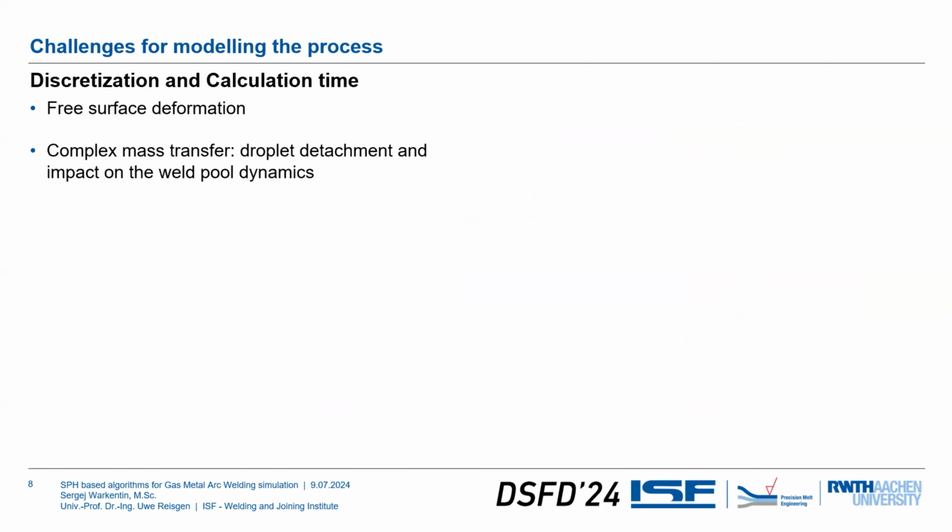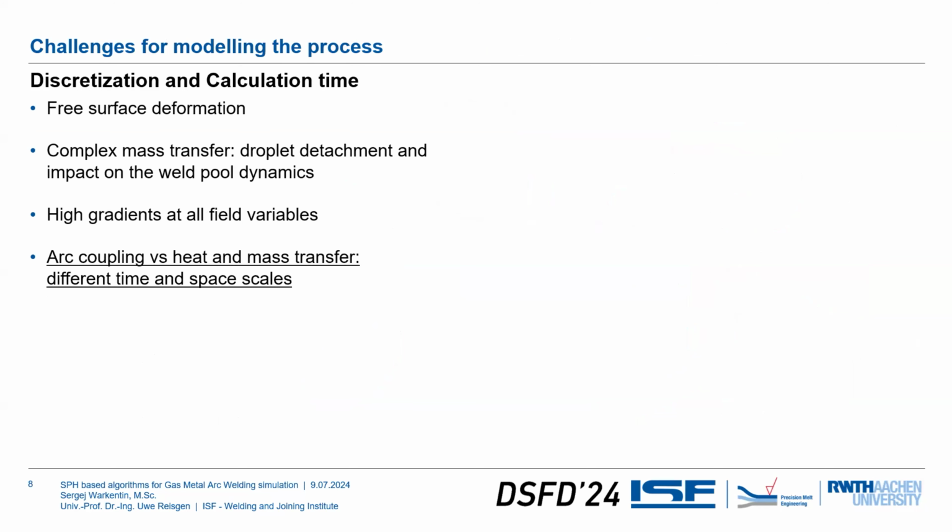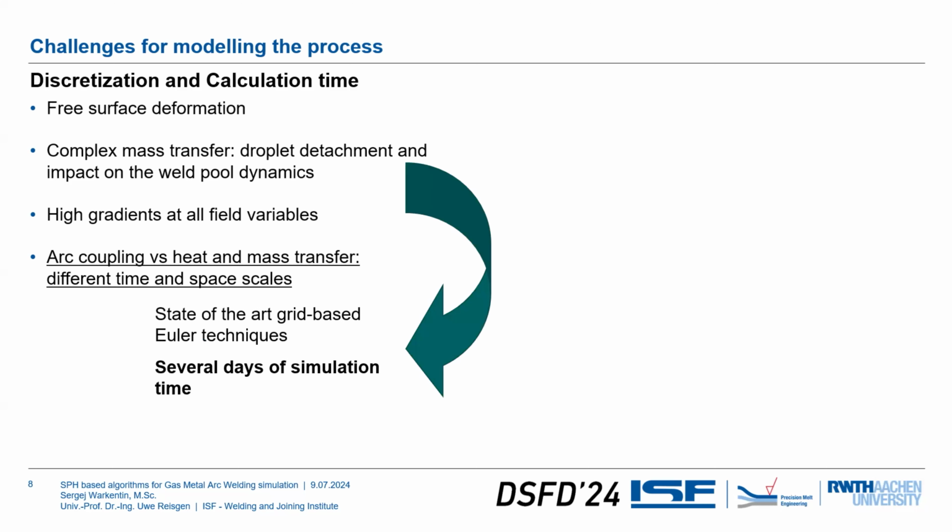So we saw it is a free surface deformation that we have there, complex mass transfer, and we have to resolve the high gradients of the field variables. And when we compare the arc coupling, so the electromagnetic task, with the heat and mass transfer task, we have very different time and space scales. Still, there are techniques that enable the solution of this problem, but the main problem with that is the simulation duration.